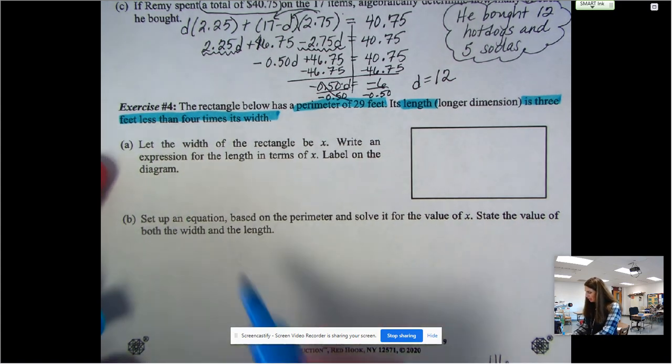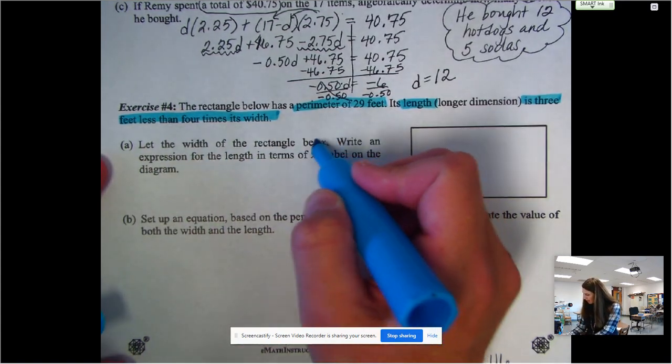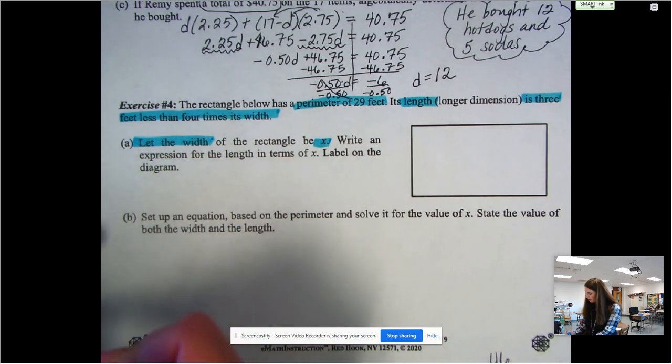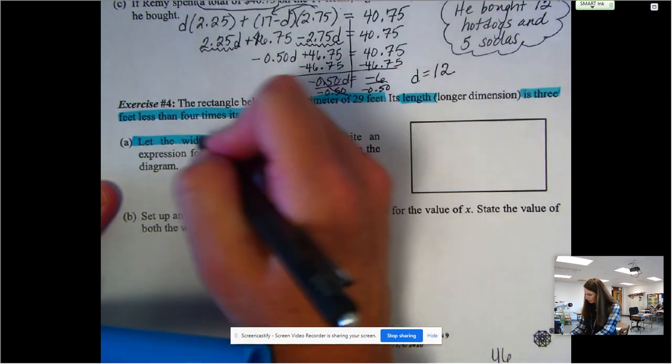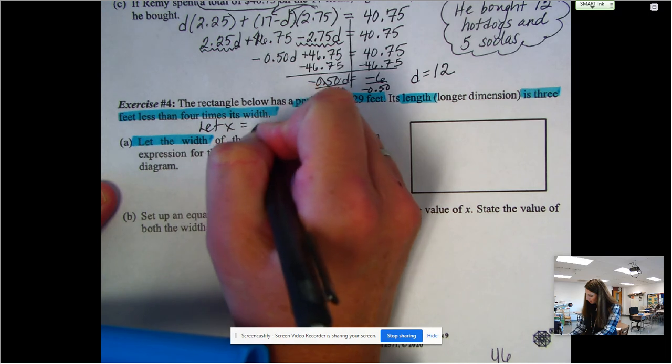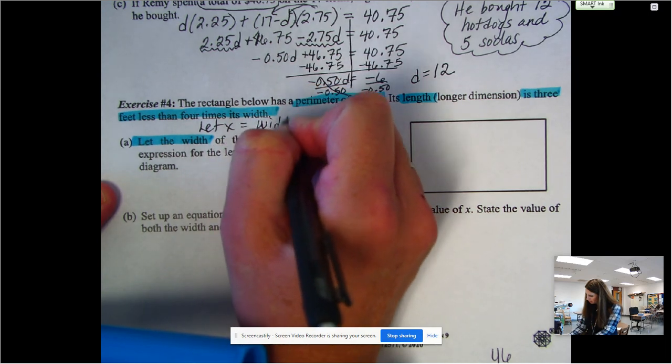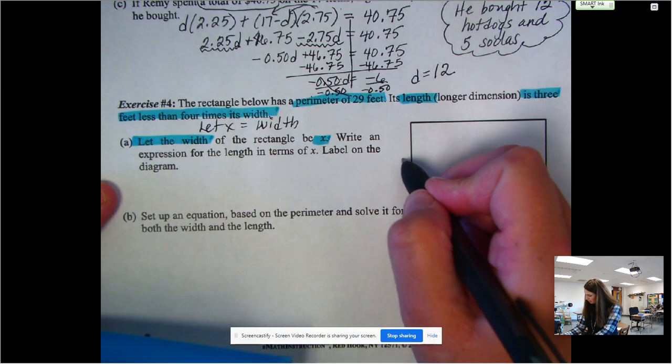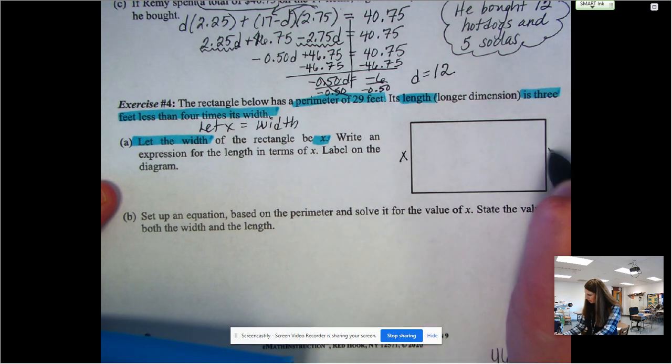Part A, let the width of the rectangle be x. So let the width be x. So I'm going to pull that out and I'm going to write let x equal the width. Okay, so I can label my rectangle too. Here's x and here's x.